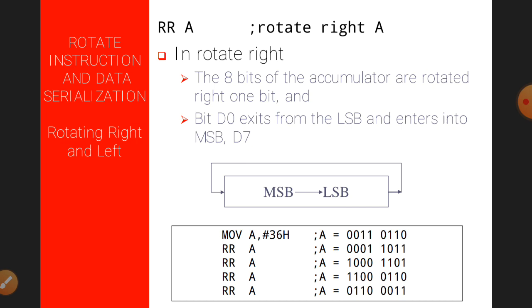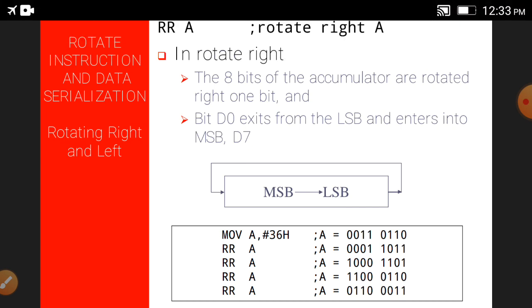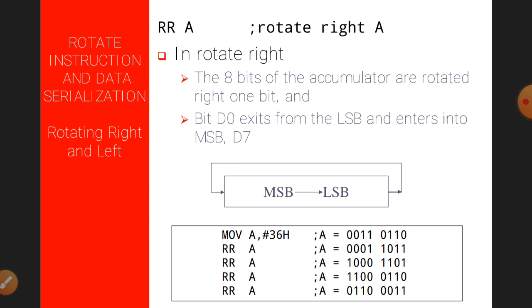The last bit, the 0 bit, will get moved to the MSB position. Here after the RRA instruction, the LSB, our last bit, is 0. That will get rotated and move towards the MSB, and all the bits will get moved towards the right side. Likewise, whenever I am writing RRA, one by one the bits are moving towards the right side.